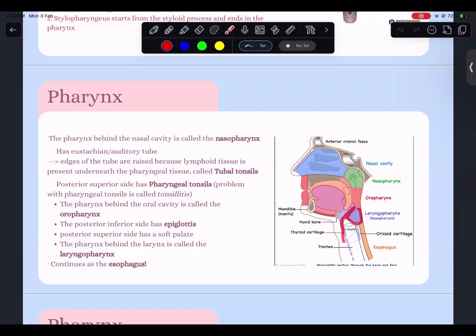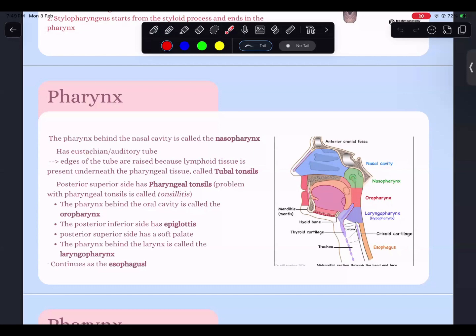So this is the larynx, and this is the epiglottis right here. The epiglottis is open right now. We just talked about this: the part that passes behind the nasal cavity is called the nasopharynx. We also have the eustachian or auditory tube right here. This is your eustachian and auditory tube.